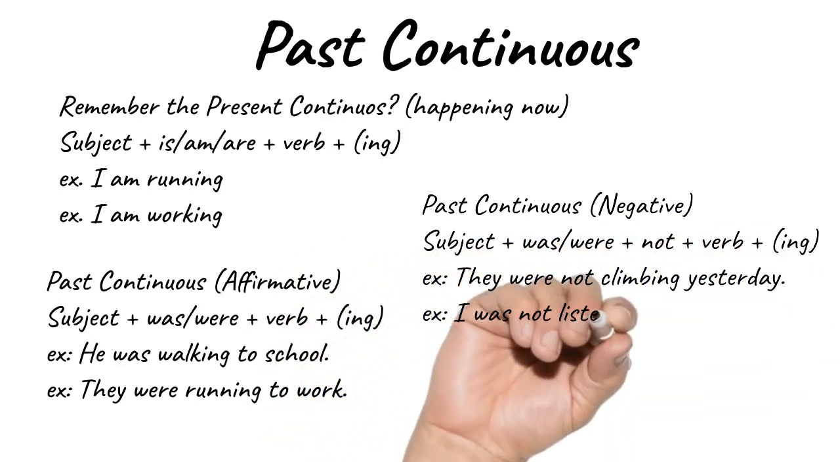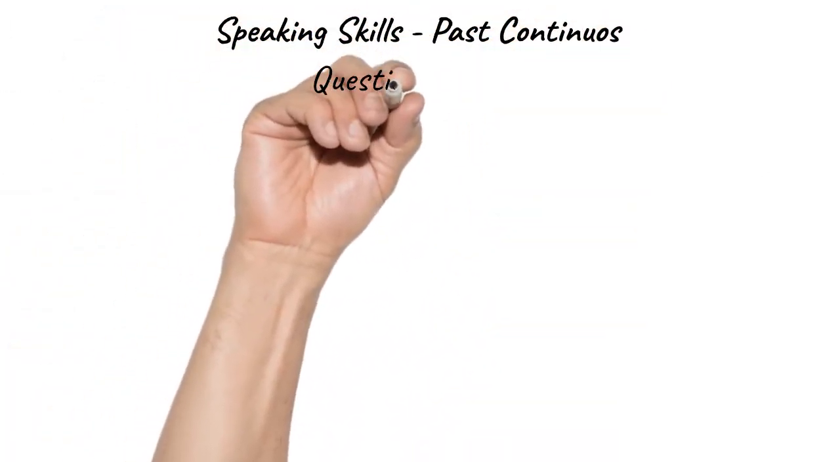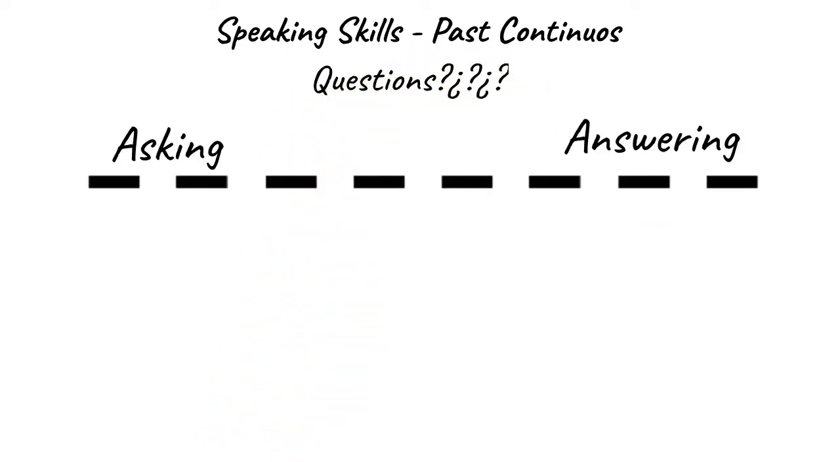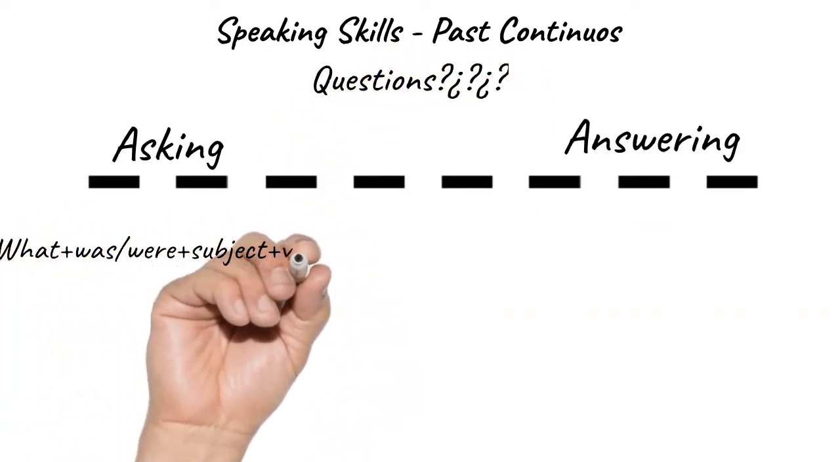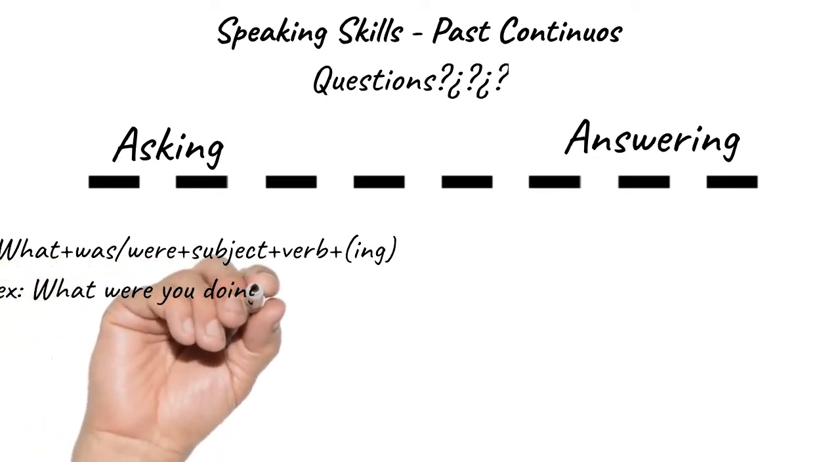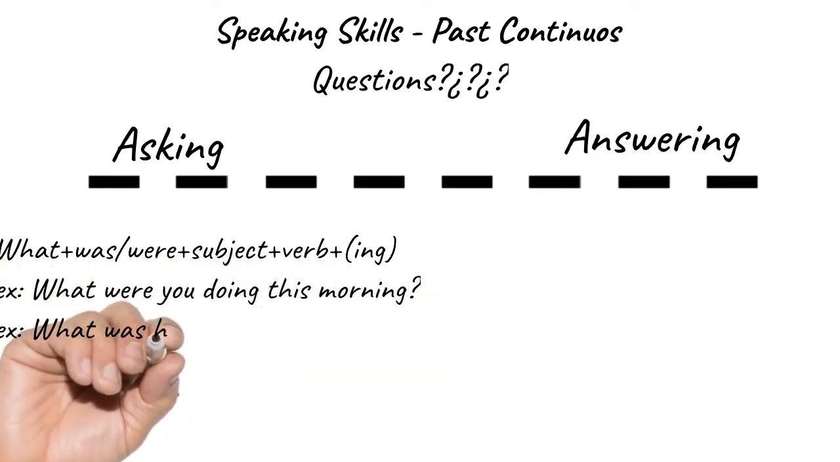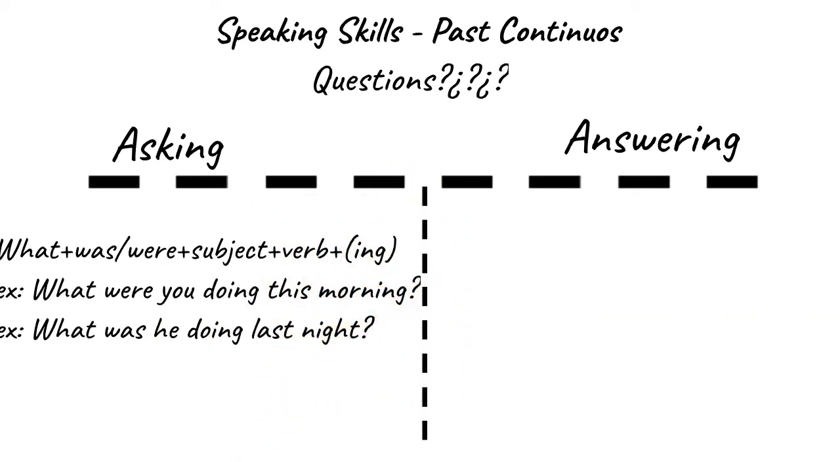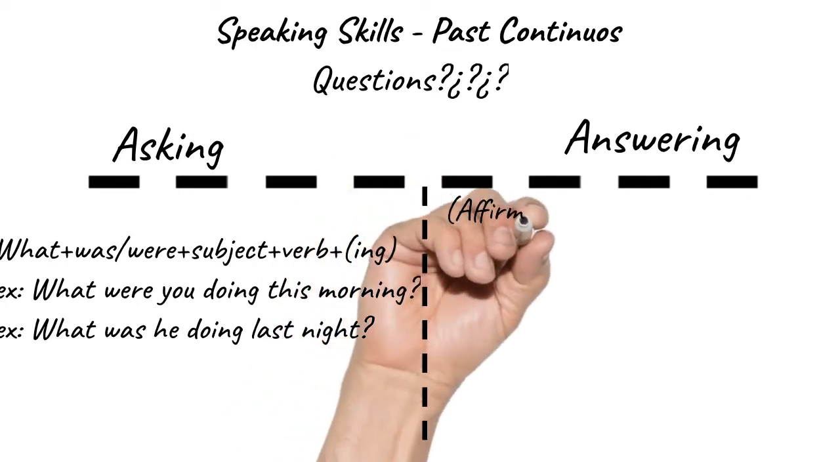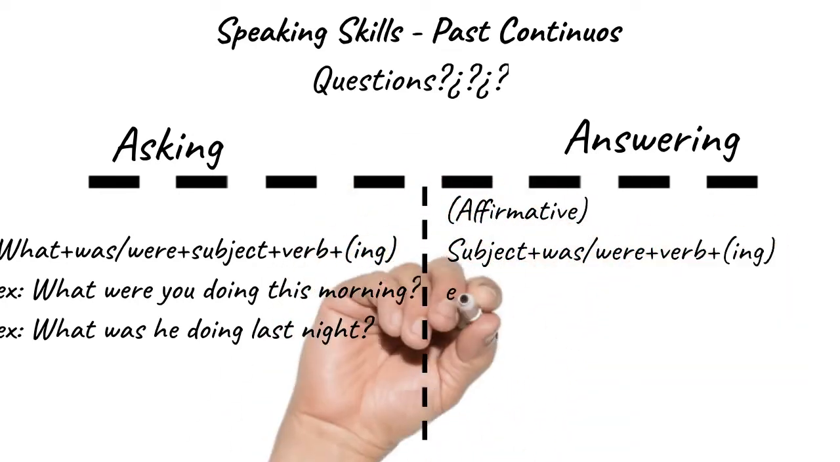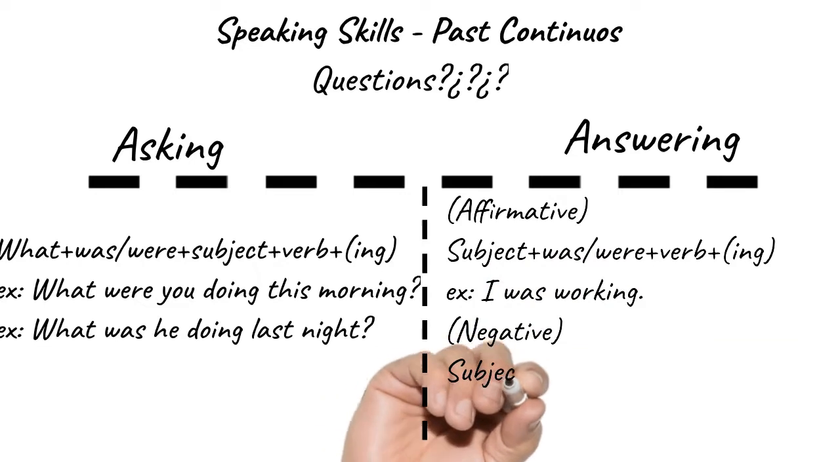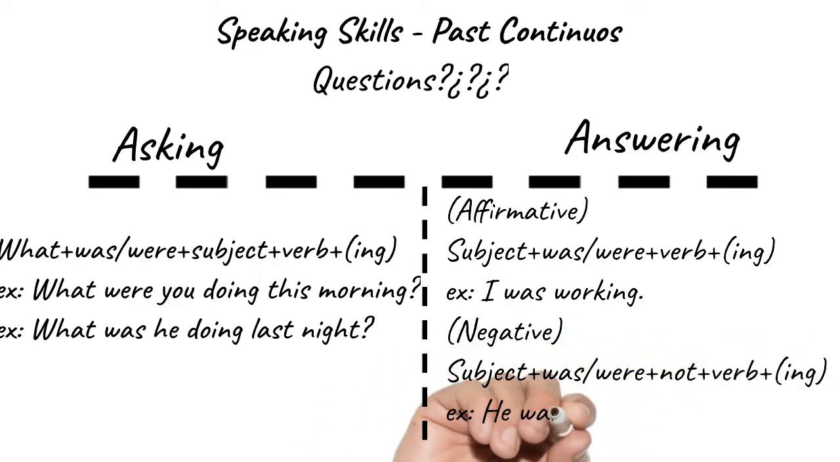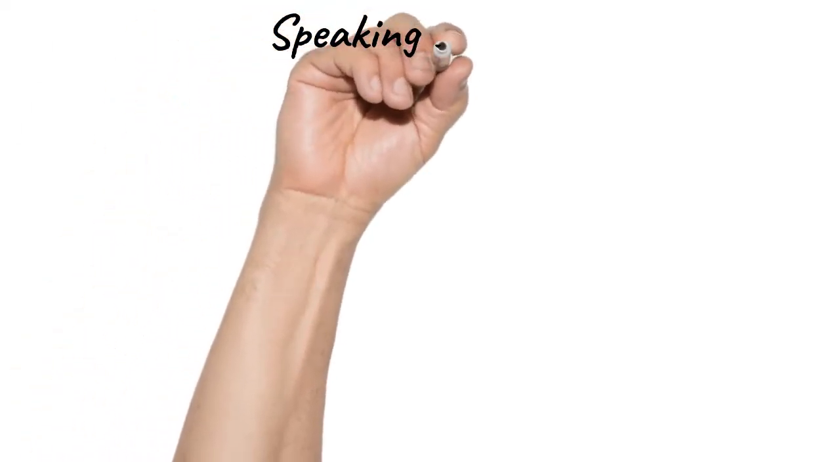Okay, so same thing as the past simple. We can ask questions. Here's the form. What plus was, were, plus subject, plus base verb, plus ing. What were you doing this morning? What was he doing last night? In answering the questions, we can come in the affirmative or the negative. I was working. I was not working. Speaking skills, past simple plus the past continuous.